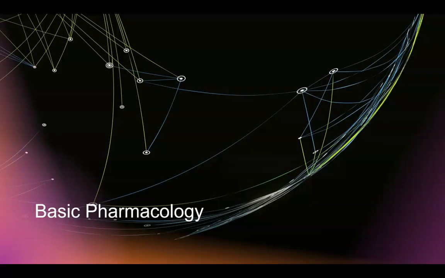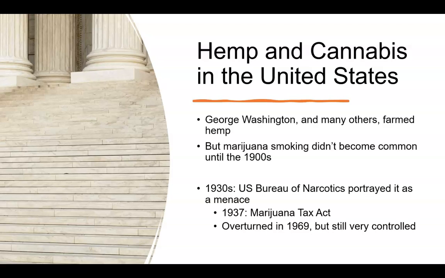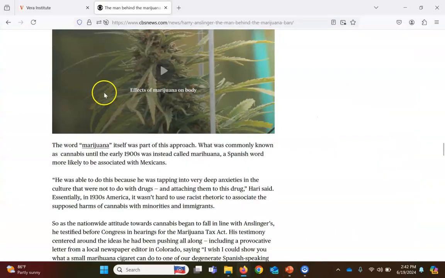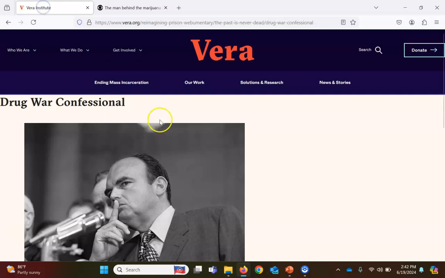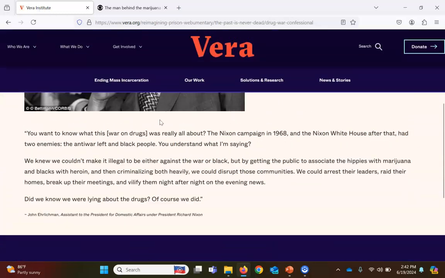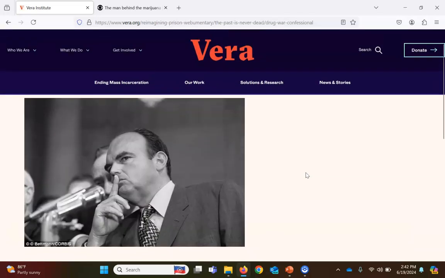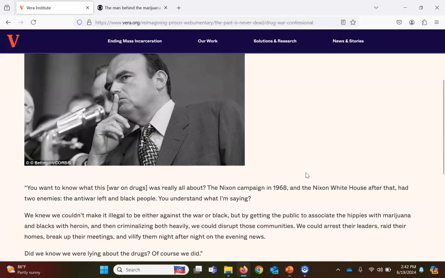So before we move on, I do want to talk a little bit about Nixon's war on drugs, particularly with marijuana. So again, I'm showing you a quote. This is not from Harry Anslinger. This is from John Ehrlichman. This was a quote that was made in the 90s, and he was a part of Nixon's group as the war on drugs was passed.